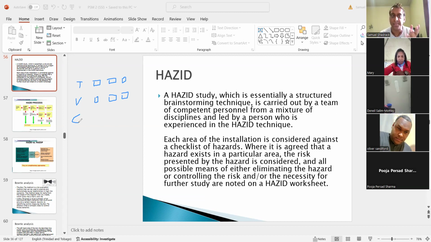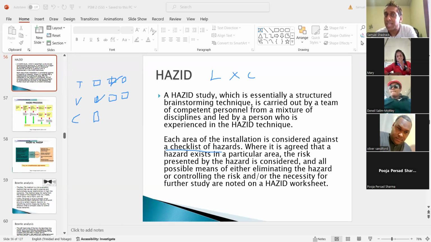So this could be another question, right? So what you need to learn is what you have here. A hazard uses a checklist approach, right? It's already prefabricated, and the person just has to go around and tick it. If they have a hazard though, if it was ticked, then they said where it is agreed that a hazard exists in a particular area, the risk presented by the hazard is considered. So then this would not be fed into like a risk assessment, like the likelihood and severity thing. They'll consider what's the likelihood, what's the consequences once they check yes for that particular hazard, right?